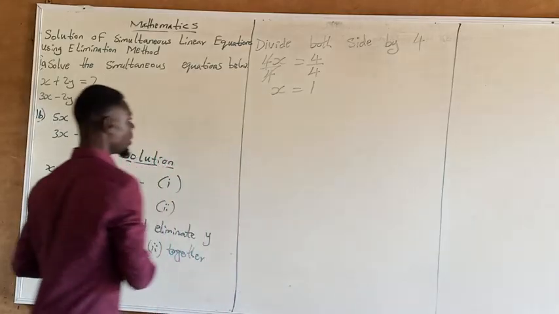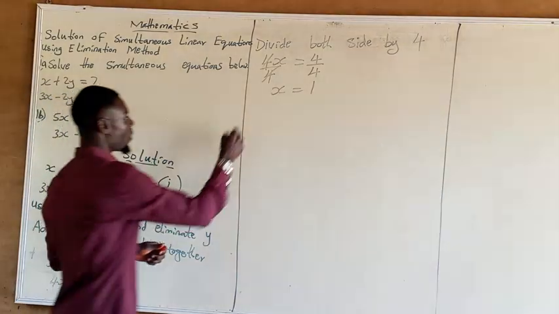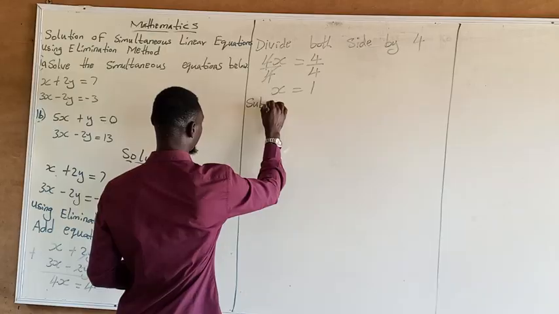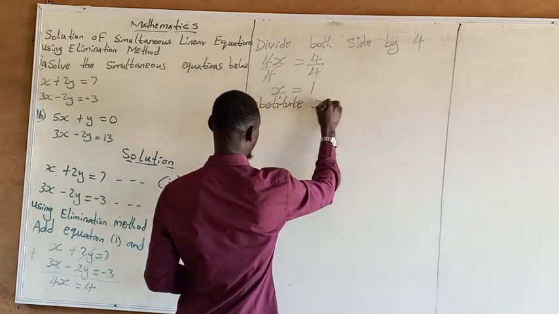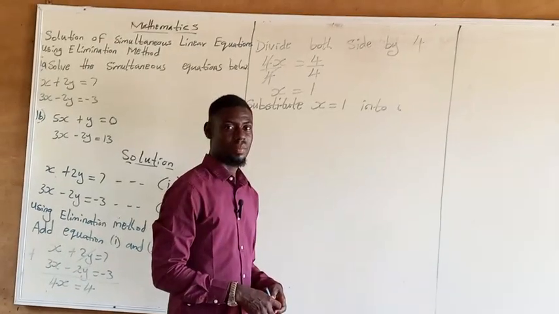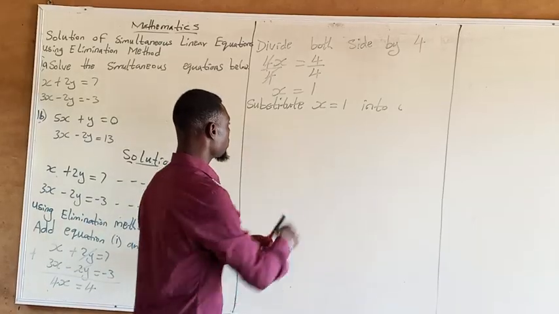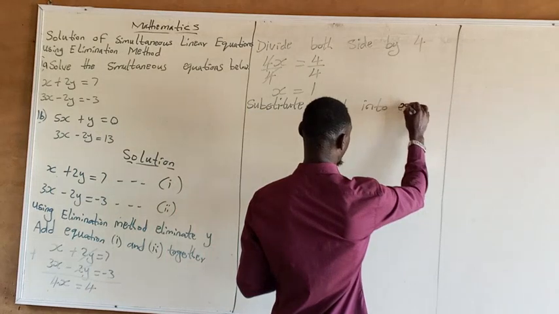So at this point, we have gotten our x from the equation. Now we want to get our y. Therefore, substitute x is equal to 1 into equation 1.